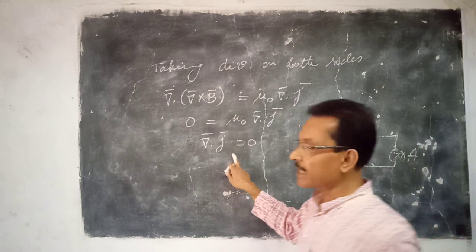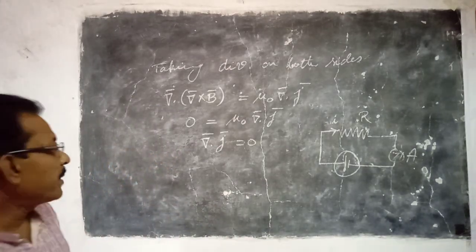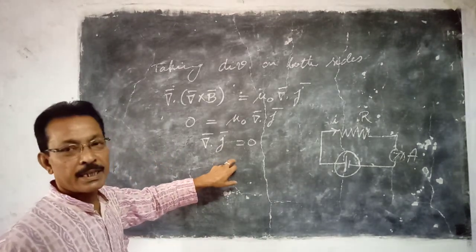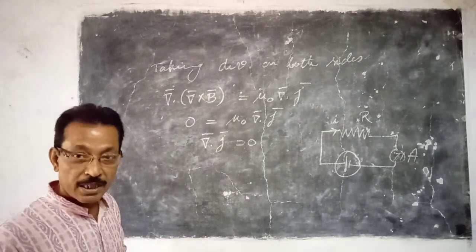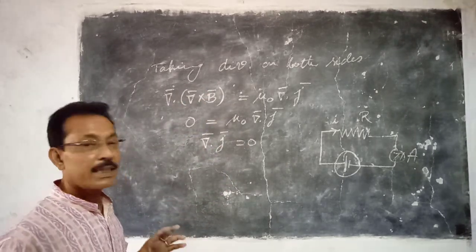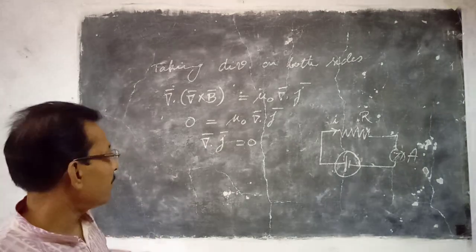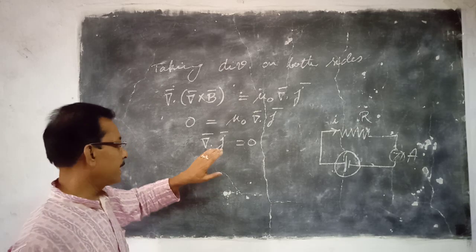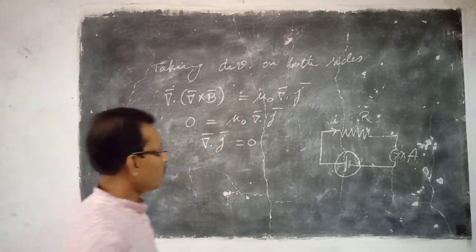So it violates the equation of continuity, Ampere's law. That's why this equation needs modification. It does not mean Ampere's law is wrong. It is valid for the steady current only, not for time varying field. For time varying field, the equation is faulty. It needs modification. So what is the equation of continuity?